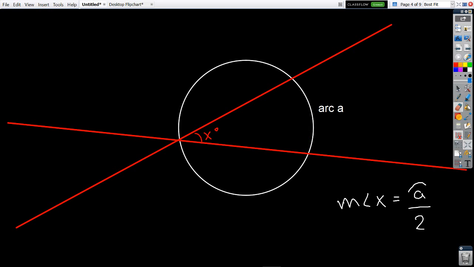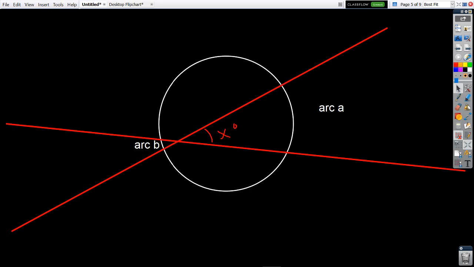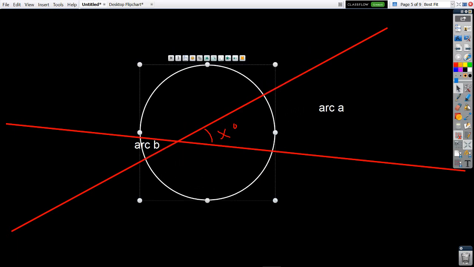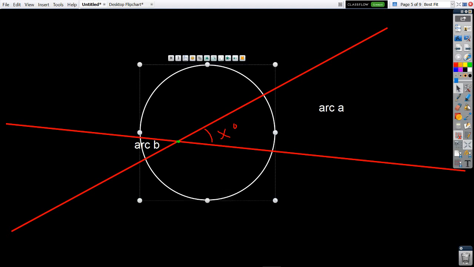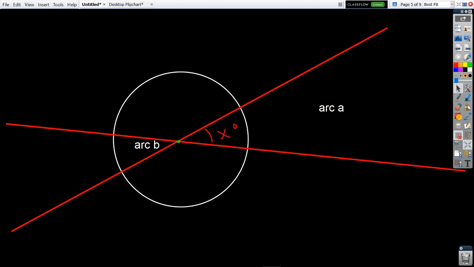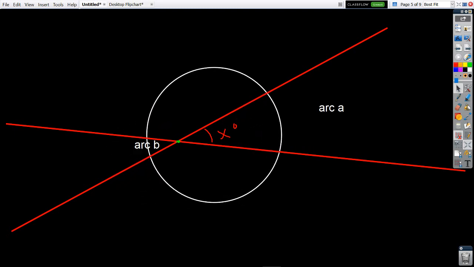But what happens here on the left? Well, a new arc is formed. Let's call that arc B. So again, we've got our angle. It's right here. We're going to call it angle X. As I move the circle so that the point of intersection goes inside the circle, and by point of intersection, just to make sure it's clear, what I'm referring to is where the two lines intersect. So this green point right there. Arc B grows on the left. This new arc grows at exactly the same rate arc A decreases.